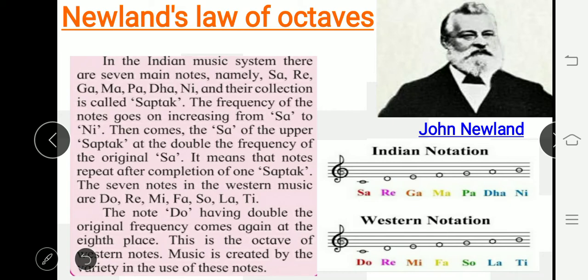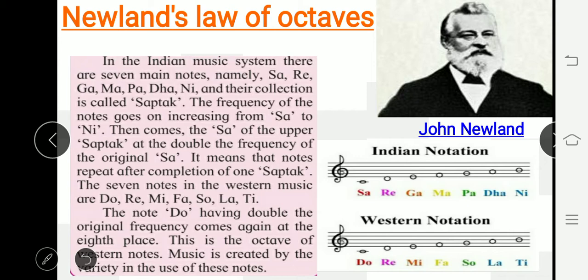Hello students. Today in this lecture, we are going to continue with Newland's law of octave. We'll continue with the same chapter, that is periodic classification of elements. We have already done till Dobereiner triads, so now we are going to continue with Newland's law of octave.